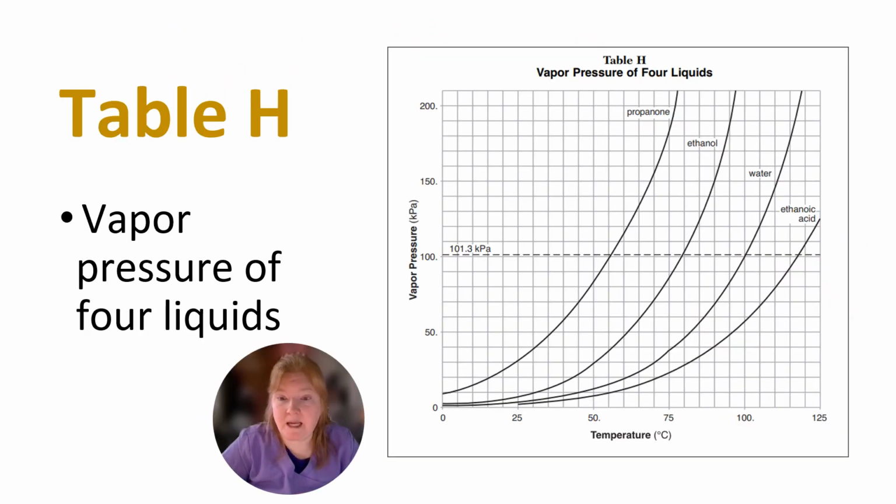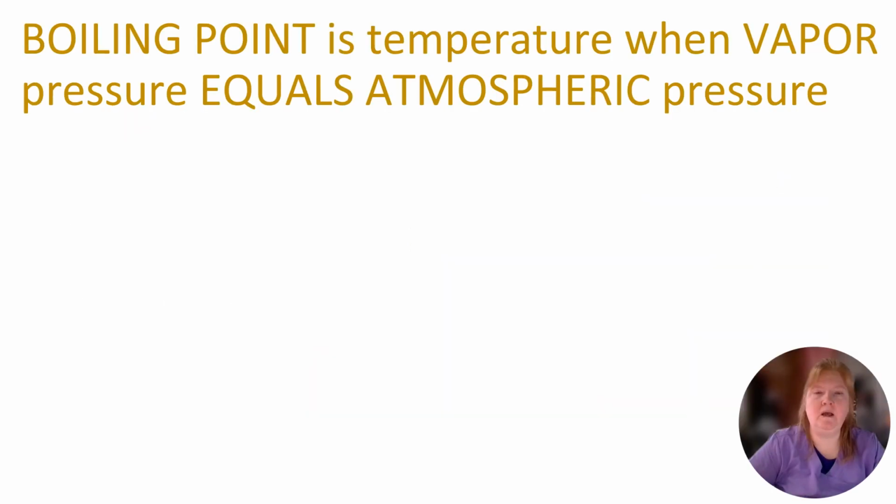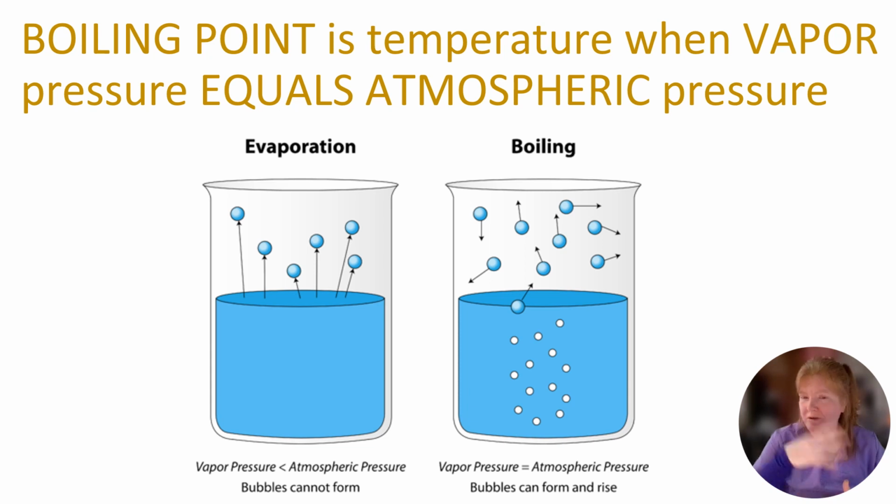So we have a reference table that shows us vapor pressure of 4 specific liquids. So if they ask about vapor pressure, go to this table, okay? So it specifically asks about propanone, ethanol, water, and ethanoic acid. Now, boiling point is the temperature when vapor pressure and atmospheric pressure are equal. How will I know it's boiling? You'll see bubbles. So there's evaporation that can happen at any temperature, but when it's boiling, vapor pressure equals atmospheric pressure, and we see bubbles forming and rising.